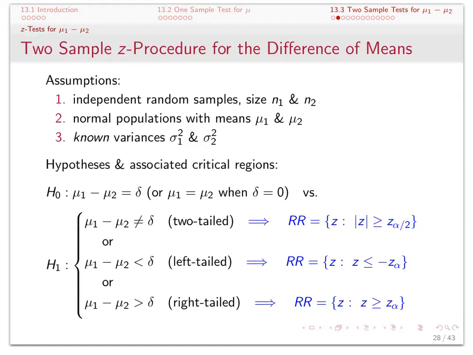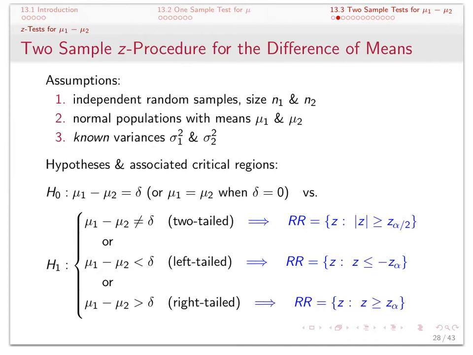So for the null hypothesis, we'll say that mu1 minus mu2 is equal to delta, some number, or in the case when delta equals 0, that will be the equivalent of saying that mu1 is equal to mu2. The options for our alternative hypothesis are as follows. mu1 minus mu2 is not equal to delta, that will be our two-tailed test, and the associated rejection region for that will be the set of all z values where the absolute value of z is greater than or equal to z alpha over 2.